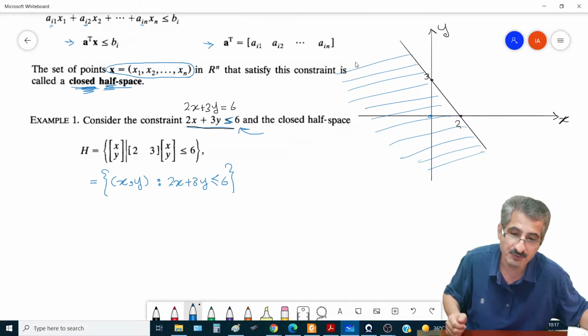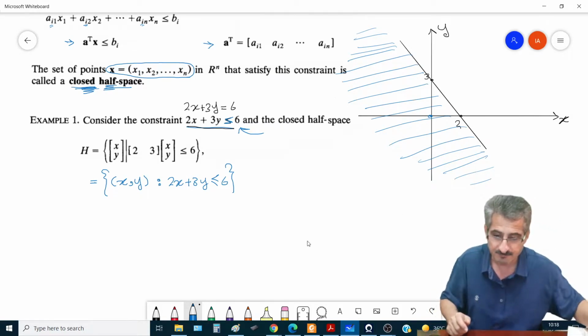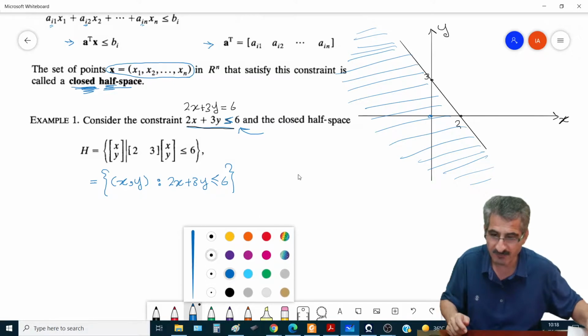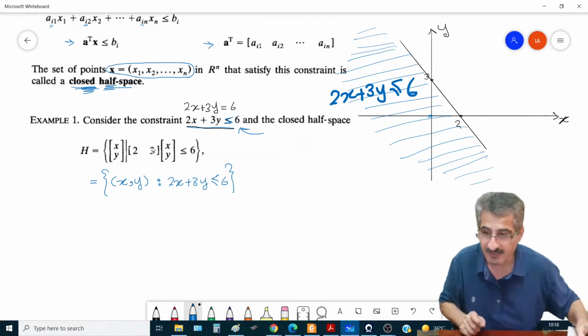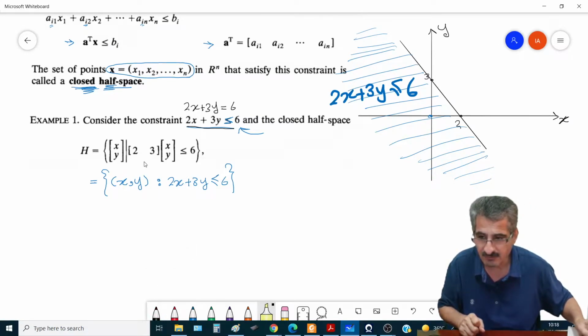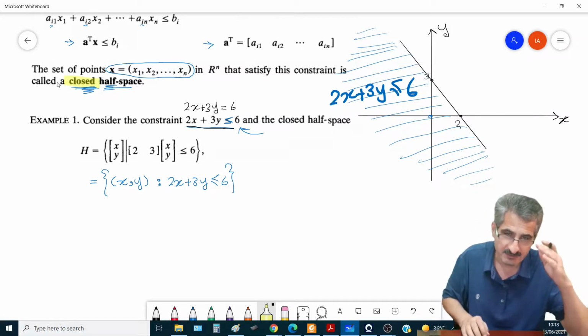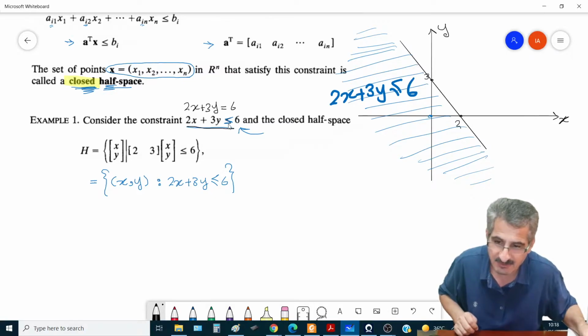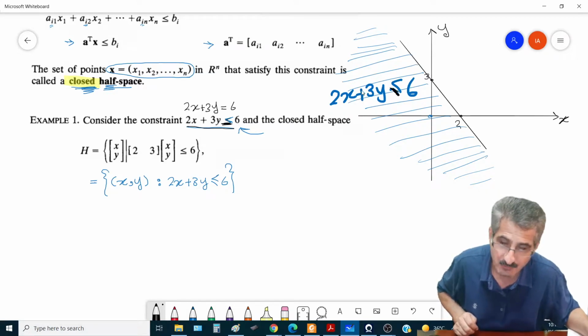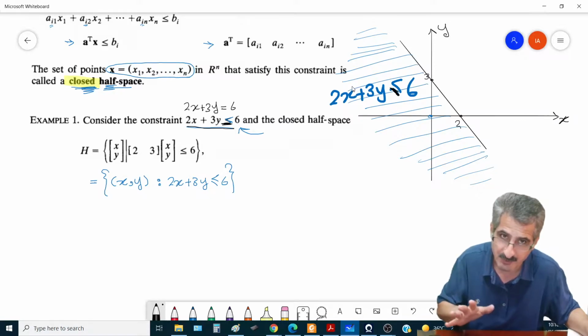So all the ordered pairs, and this is till infinity from here and here. So in here, we have the following: 2x plus 3y is less than or equal 6, including the points on the line. That's why we say closed. Now we know why it is half space. Now it is closed because we take the points on the line. Why? Because there is equality. There is equality here, and here again. If there is no equality, we will not take the points on the line, and then we will call it open half space.